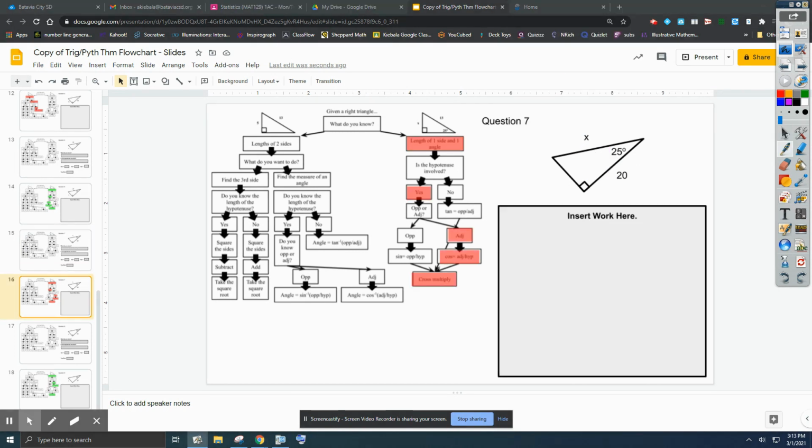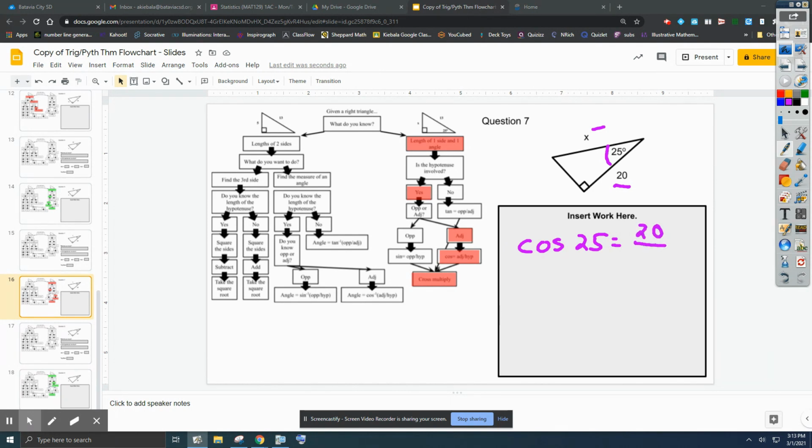So we know the length of one side is 20. We know one of the angles is 25. We also know one of the angles is 90, but 25 degrees is the one we're interested in. And this side right here is labeled x. So we are going to be using cosine. So the cosine of 25 is the adjacent side, 20.